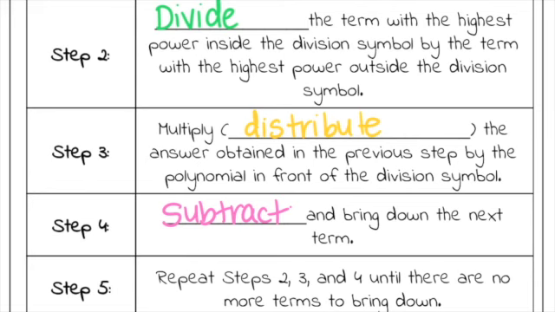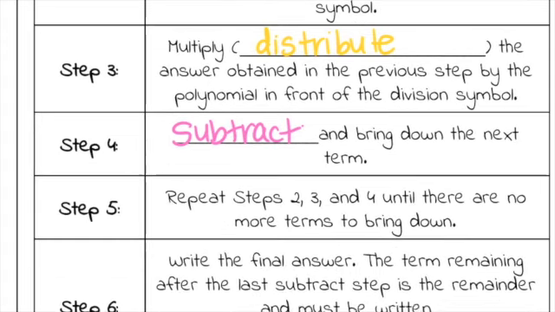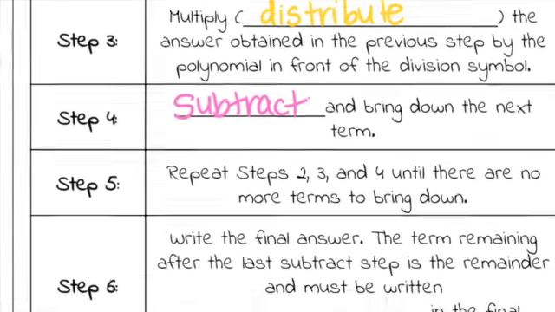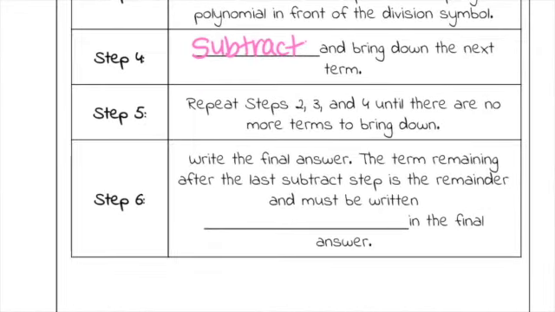Now, you're going to do this over and over again until you have completed steps 2 through 4 for every term. Then you're going to write your final answer. The term remaining after the last subtraction step could have a remainder, it could have a remainder of 0, but you're going to make sure that you write that remainder as a fraction itself.